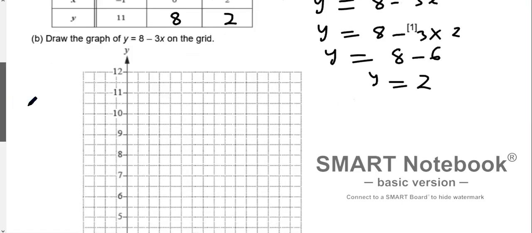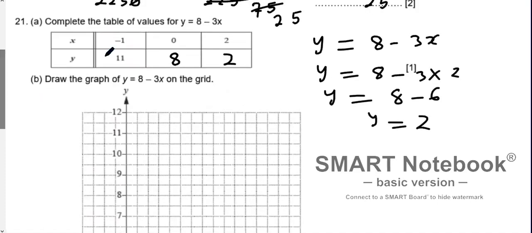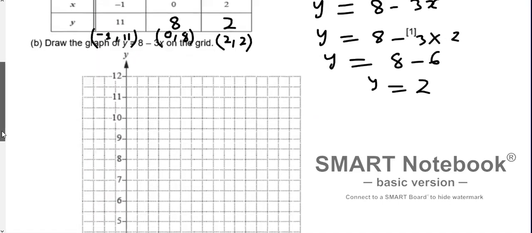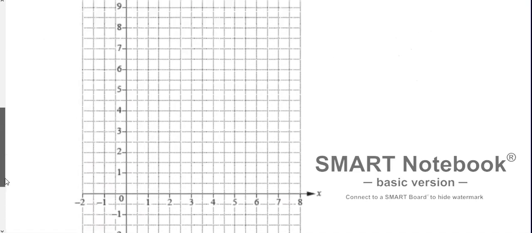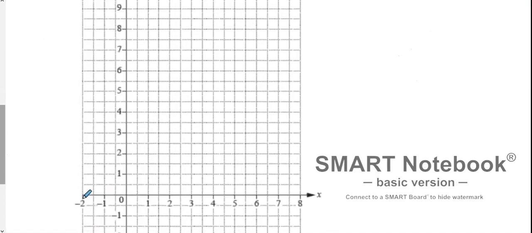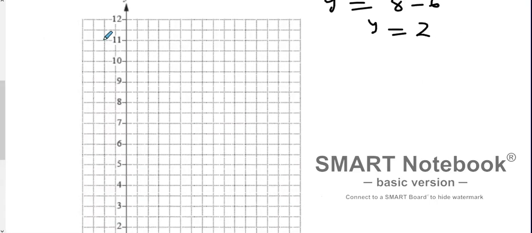Okay, draw the graph of it. How do we draw the graph? It's easy. We have negative 1, 11; 0, 8; and 2, 2. Negative 1 is here, 11 is somewhere here. So negative 1, 11 will be here.